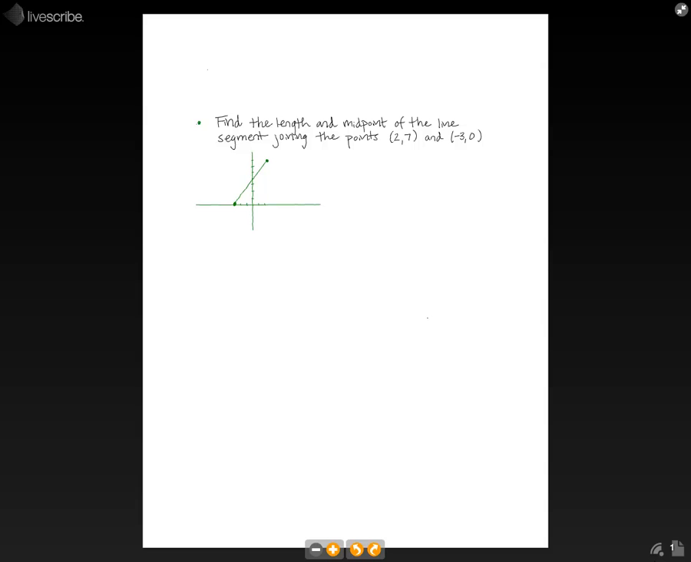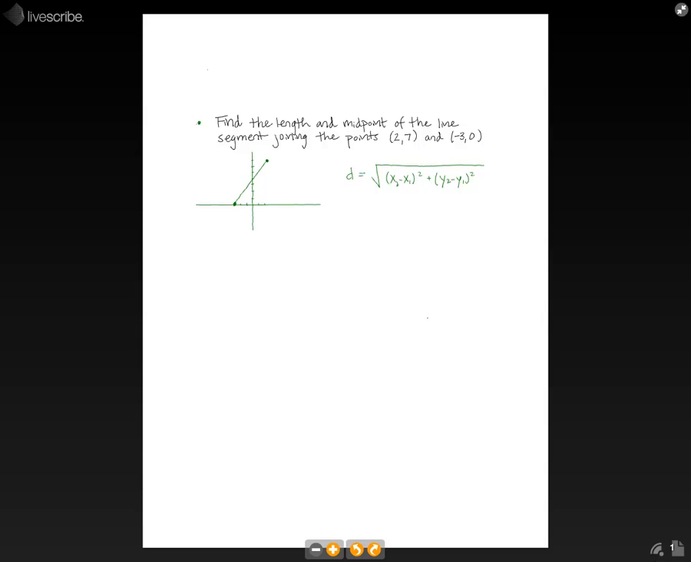Okay, so for the length, we're going to use the distance formula. The distance formula is given by d equals the square root of (x2 minus x1) squared plus (y2 minus y1) squared. And we're going to plug in the values from these 2 points that we're given.